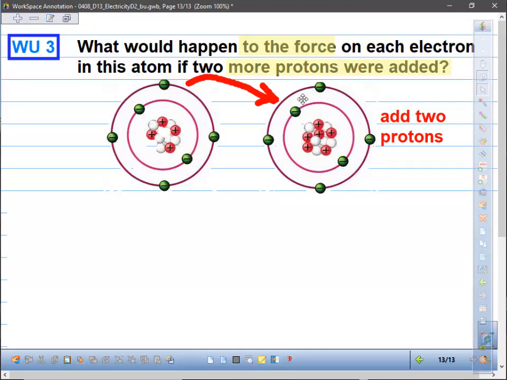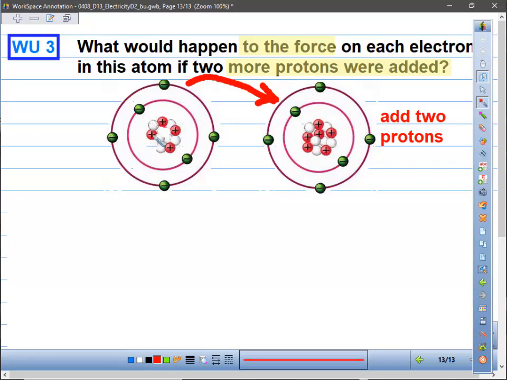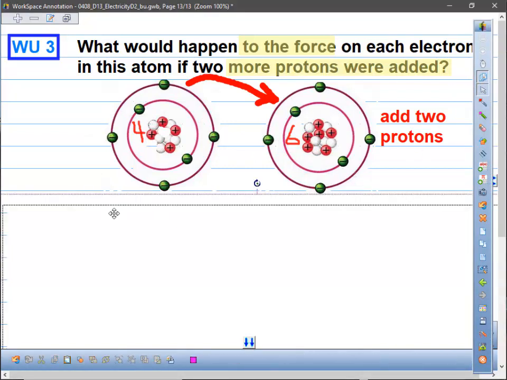Notice how we have 1, 2, 3, 4 protons right here, but over here we've got 1, 2, 3, 4, 5, 6 protons. So we added 2 protons to the middle, same electrons in the same orbitals. So the question is, what happens to the force of attraction or repulsion? What happens to electrostatic force if we add 2 protons to the middle?